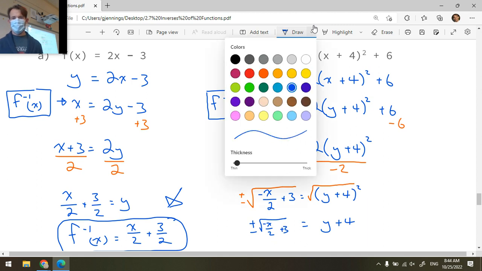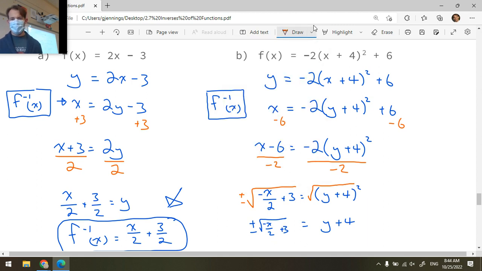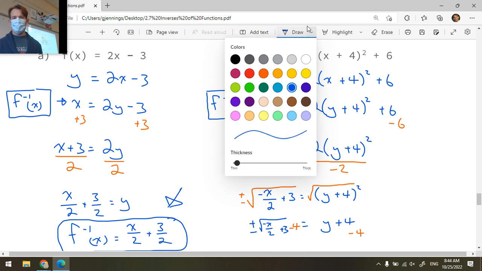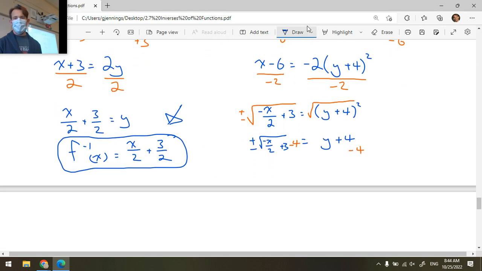And then one last glorious inverse operation. We finally get to deal with what was inside that bracket the whole time, minus 4 there. And so then we have plus or minus the square root of negative x over 2 plus 3, minus 4, equals y. Oh, and instead of writing equals y, let's write equals f inverse of x.